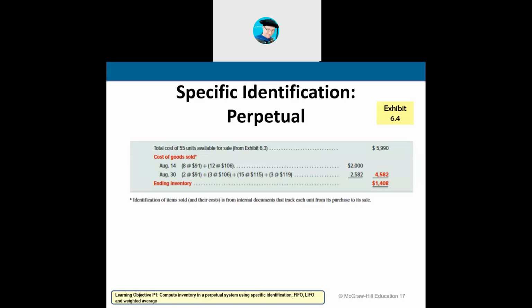Using the specific identification model, we sold 8 mountain bikes at $91 and 12 mountain bikes at $106. These are the costs to us, the business. So $2,000 cost of goods sold on August 14th, plus $2,582 on August 30th, getting us to $4,582. Total cost of the 55 mountain bikes minus cost of goods sold equals our ending inventory balance, $1,408.